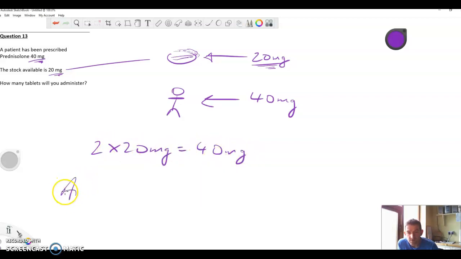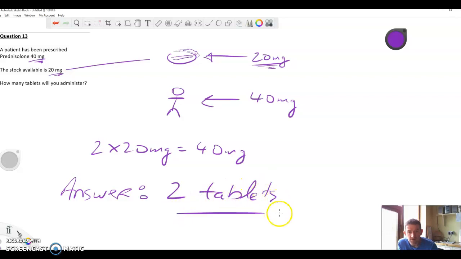So the answer, I reckon, is 2 tablets. The patient needs to get 2 tablets in order to get the prescribed amount of 40 milligrams.